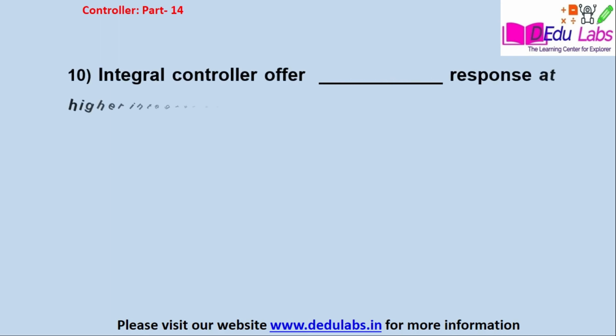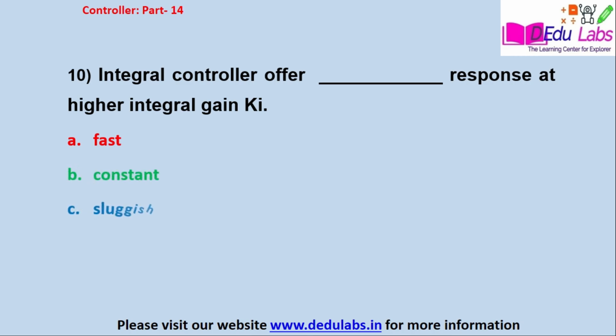Question number 10. An integral controller offers a blank response at the higher integral gain Ki. Option A, fast. Option B, constant. Option C, sluggish. Option D, none of these. The answer is option number A, that is fast.